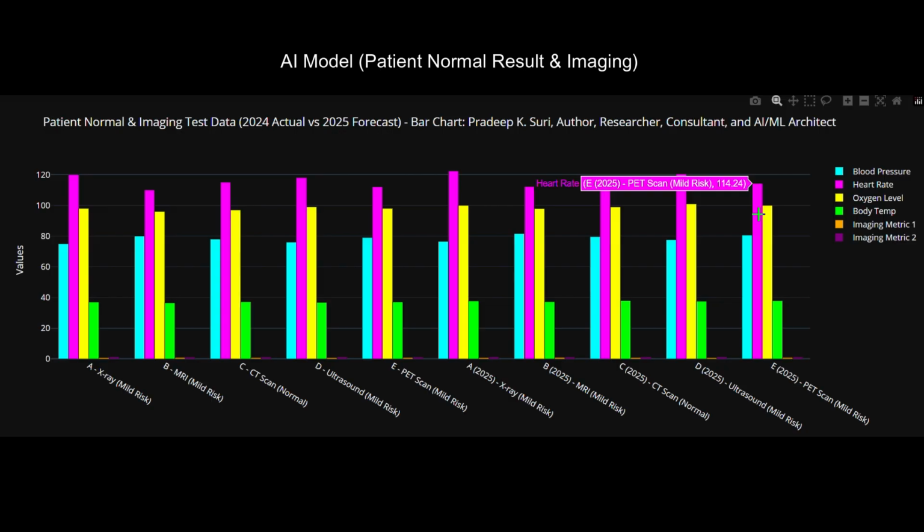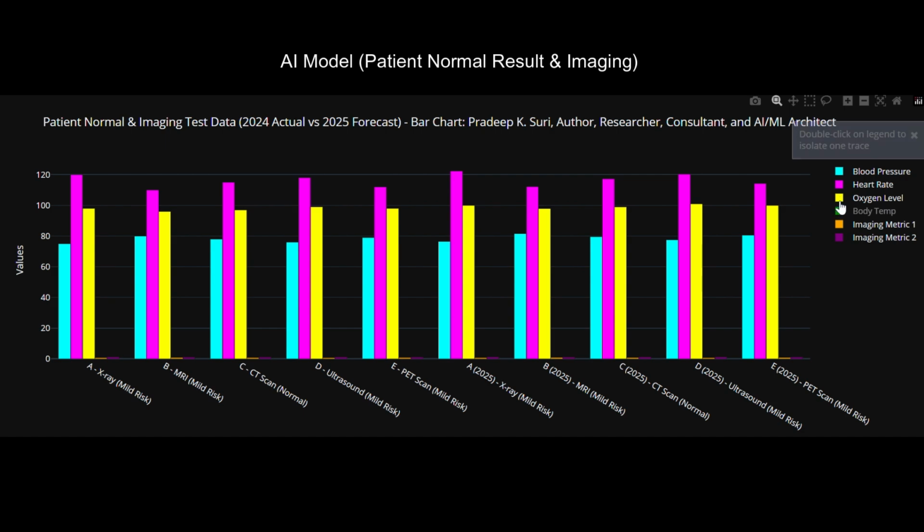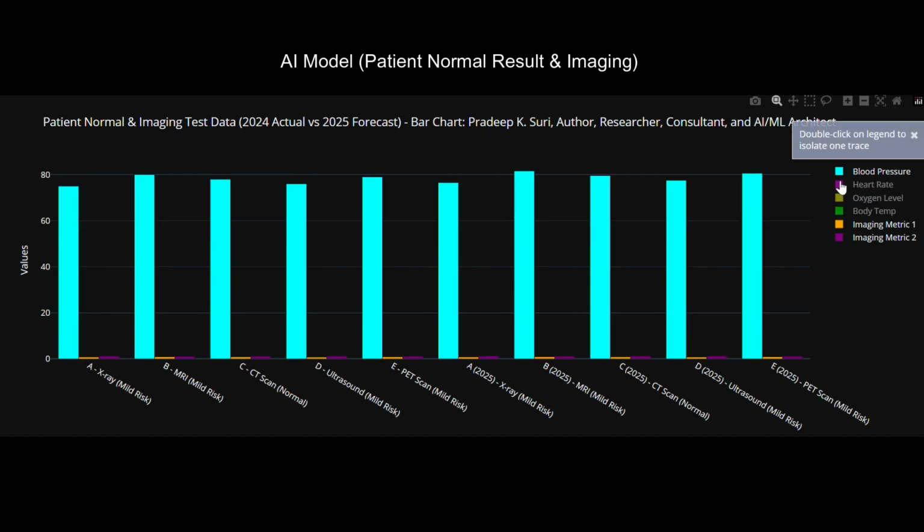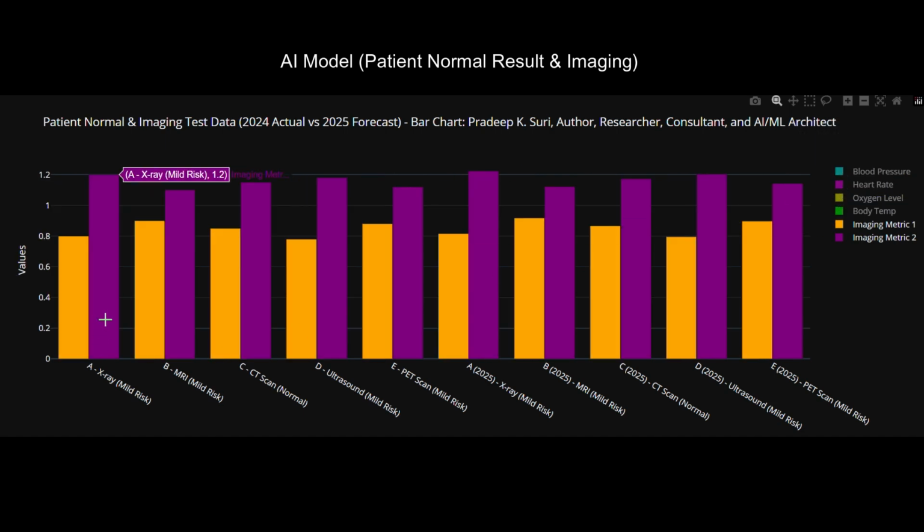2. Y-axis, test values. The y-axis represents numerical values for various health and imaging test metrics. 3. Color-coded metrics. Blood pressure, cyan. Heart rate, magenta. Oxygen level, yellow. Body temperature, green. Imaging metric 1, orange. Imaging metric 2, purple.